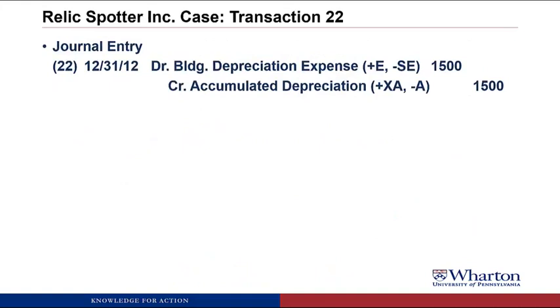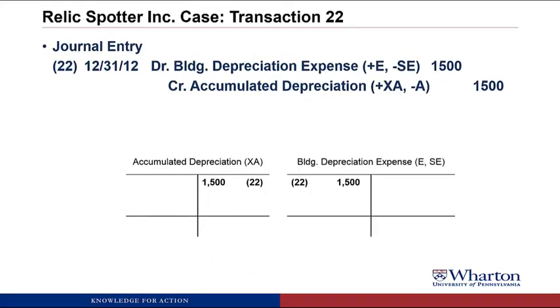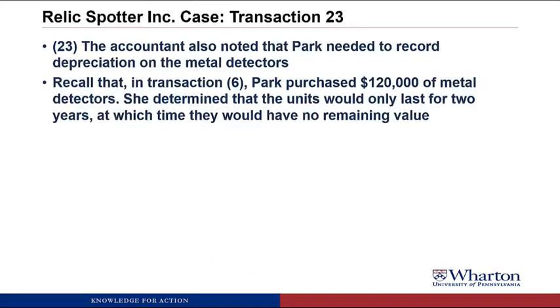We post this journal entry to T accounts. We create a T account for accumulated depreciation as a contra asset, with a credit balance, and then a T account for building depreciation expense.